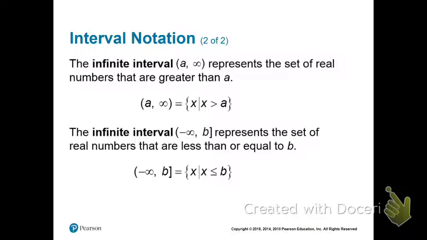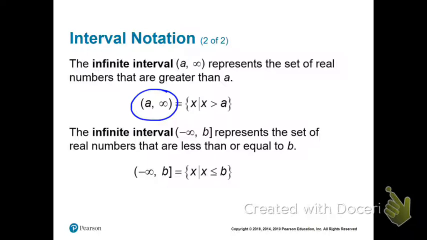So they have the infinite interval from A to infinity, which represents a set of real numbers that are greater than A. And so we can see they have here our interval notation from A to infinity. Now, since infinity is not an actual number, we can't ever equal it. And remember, the square bracket means equal to, so infinities will always have a parenthesis next to them.